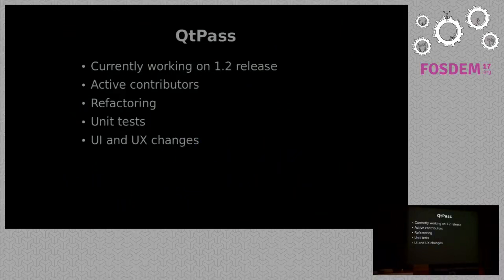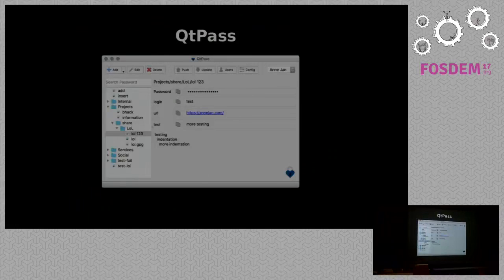We have currently 5 active contributors who are doing near weekly commits and pull requests. We're doing a lot of refactoring and finally doing unit tests, although I have to admit I only added 1 unit test, which is for a static helper function to always add a slash to a path. But there is now a possibility to run unit tests, which are also run by Travis, etc. And again, we're doing a lot of UI and UX changes.